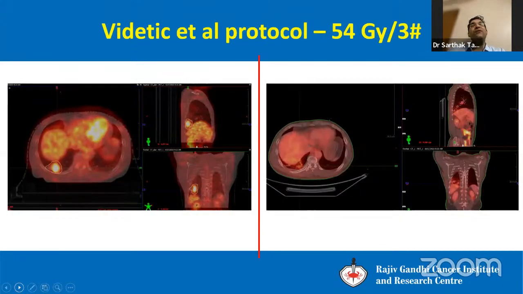So this is one of the patients that I've taken up that we've treated. The only reason that I'm presenting it is not because SABR has a complete response. We treated this patient on a Videtic et al. protocol with 54 Gy in 3 fractions, and ideal patients.